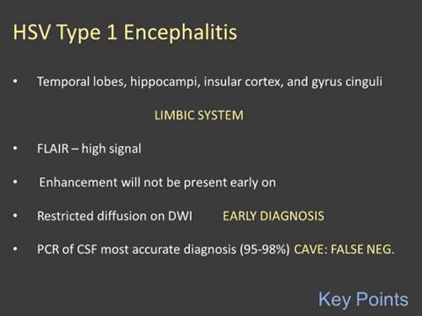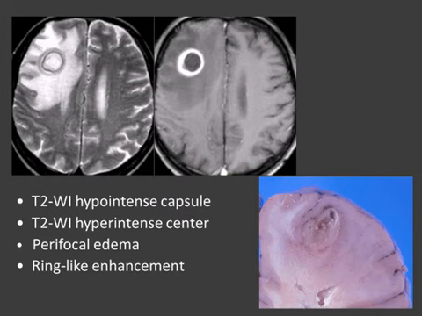You will look at diffusion for the early diagnosis, and you will not listen completely to the clinicians, even if they tell you that PCR for herpes is negative. You will report what you see, because we have a certain percent of cases where PCR for herpes is negative. I always say the image is not lying.